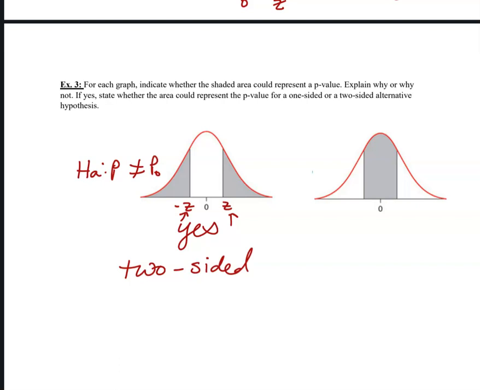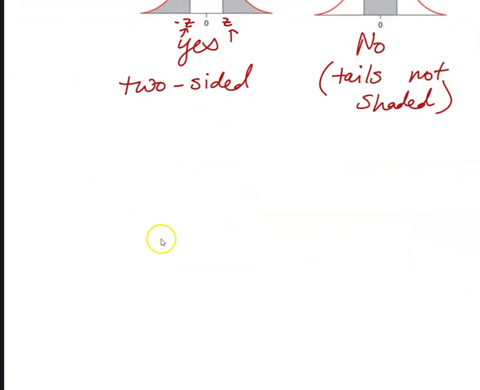How about this one? Could this be a p-value? And the answer is no. And the reason is because the tails are not shaded. This would actually be the opposite. This would be a confidence interval. So remember, a confidence interval is in between a lower bound and an upper bound. And I think that's it.